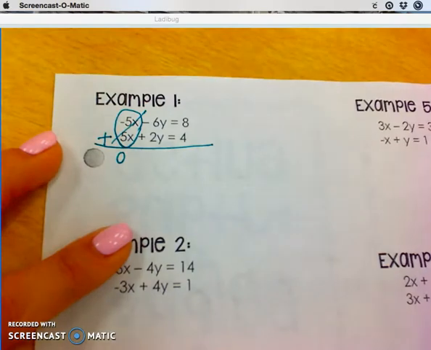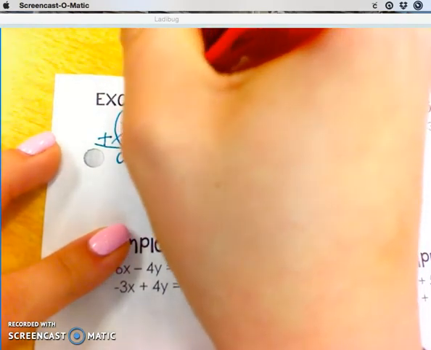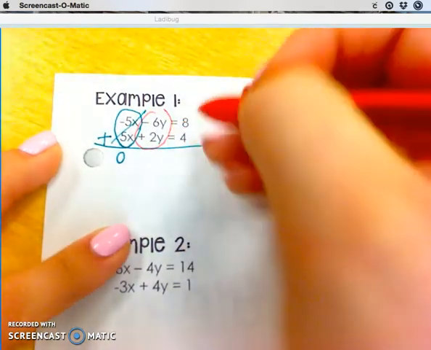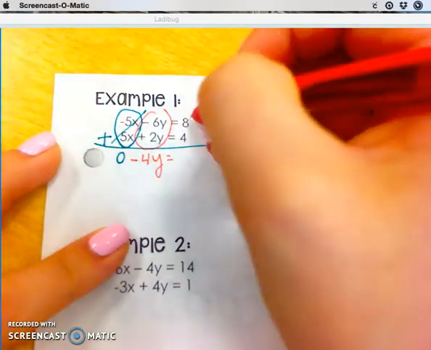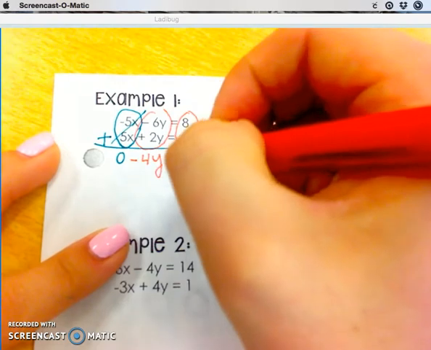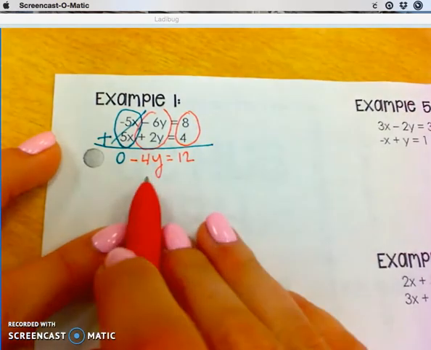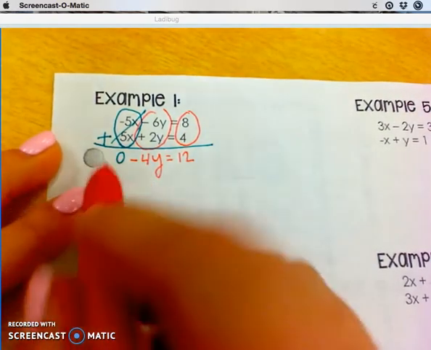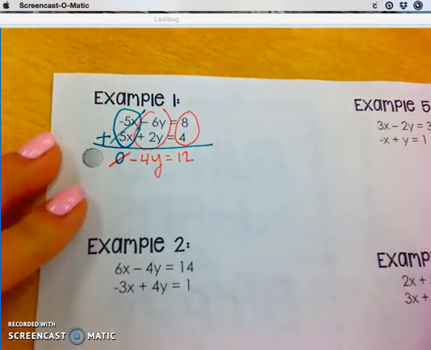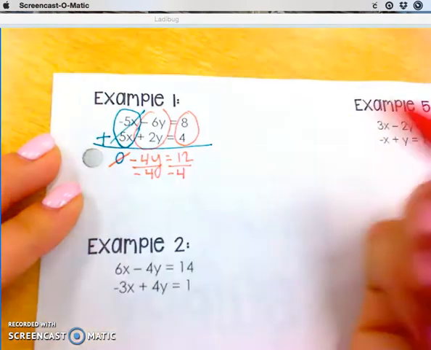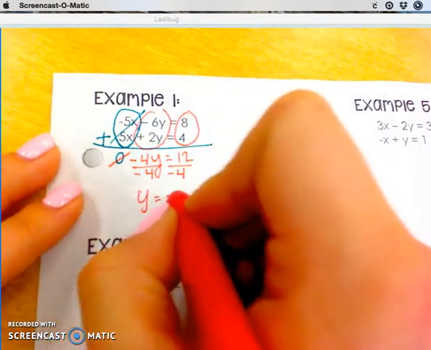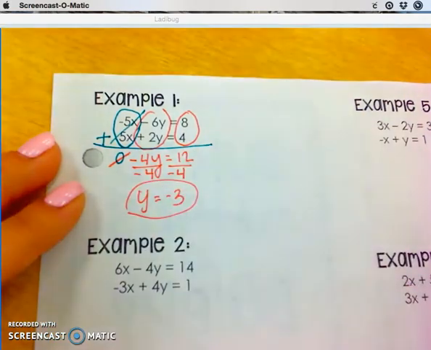The second column, negative 6 plus 2y is negative 4y, and it equals 8 and 4 is 12. To solve for y then, 0 just cancels out. I don't need to even write that. I'm going to divide by negative 4. Y equals negative 3. There's one of my values.